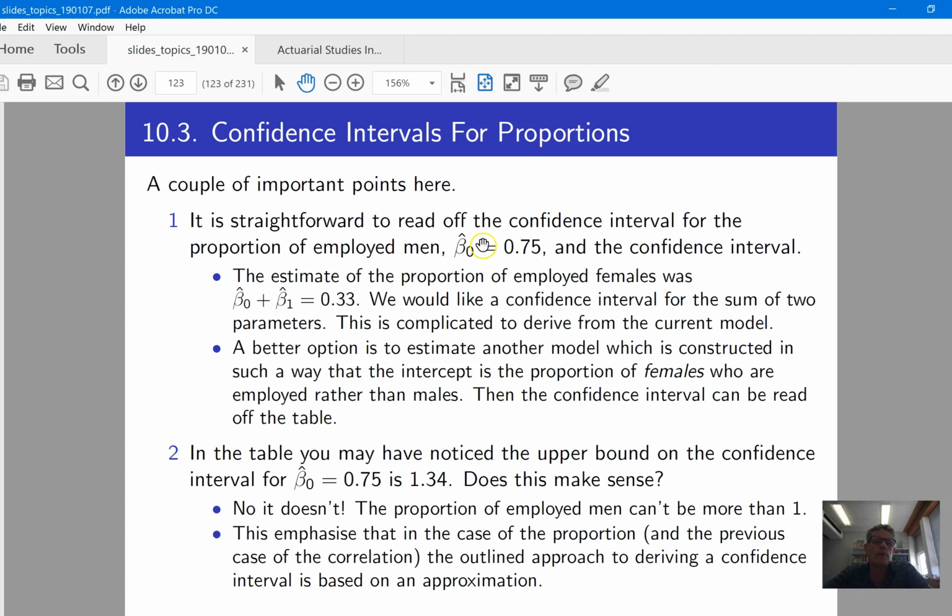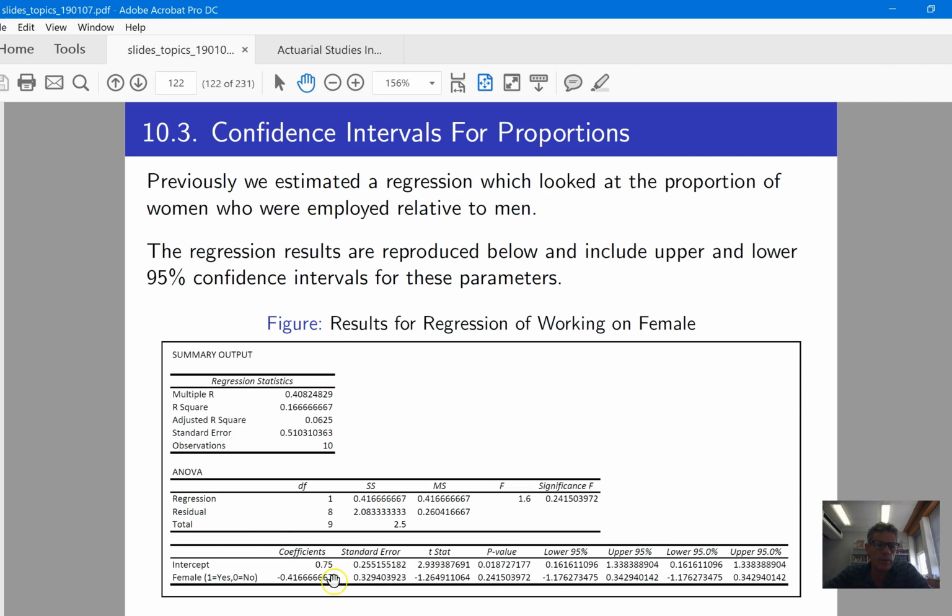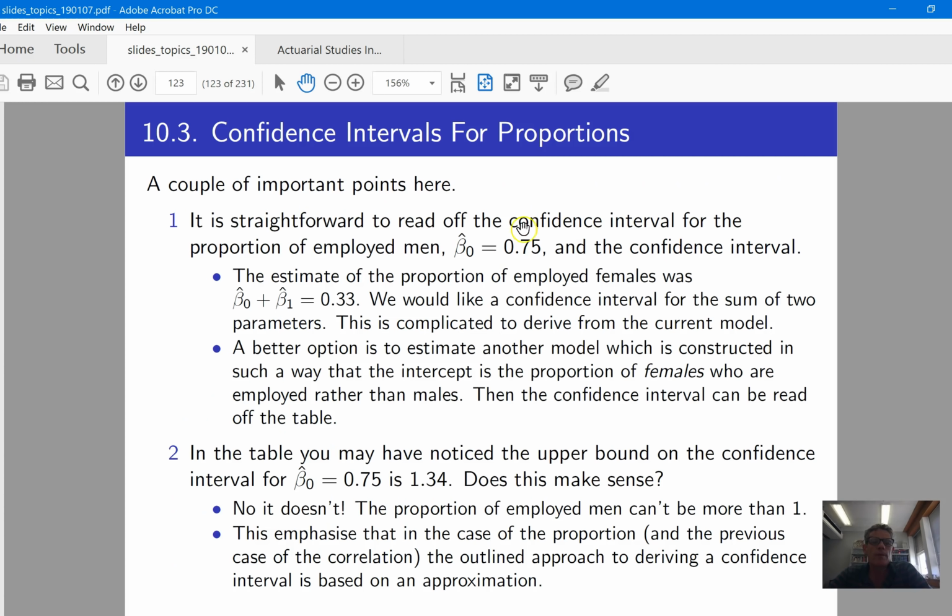So the coefficient of the intercept is the value that would apply if this variable was equal to 0. So if this is equal to 0, then you're not a female, which means, assuming we only have a binary classification here, then the person would be a male. So we've got a 0.75 chance of a male being employed, because the dependent variable here is equal to 1 if they're employed and 0 if they're not. So 75% of the sample of males are employed. So my estimate of the population parameter, which is the percentage of males who are employed, is 0.75.